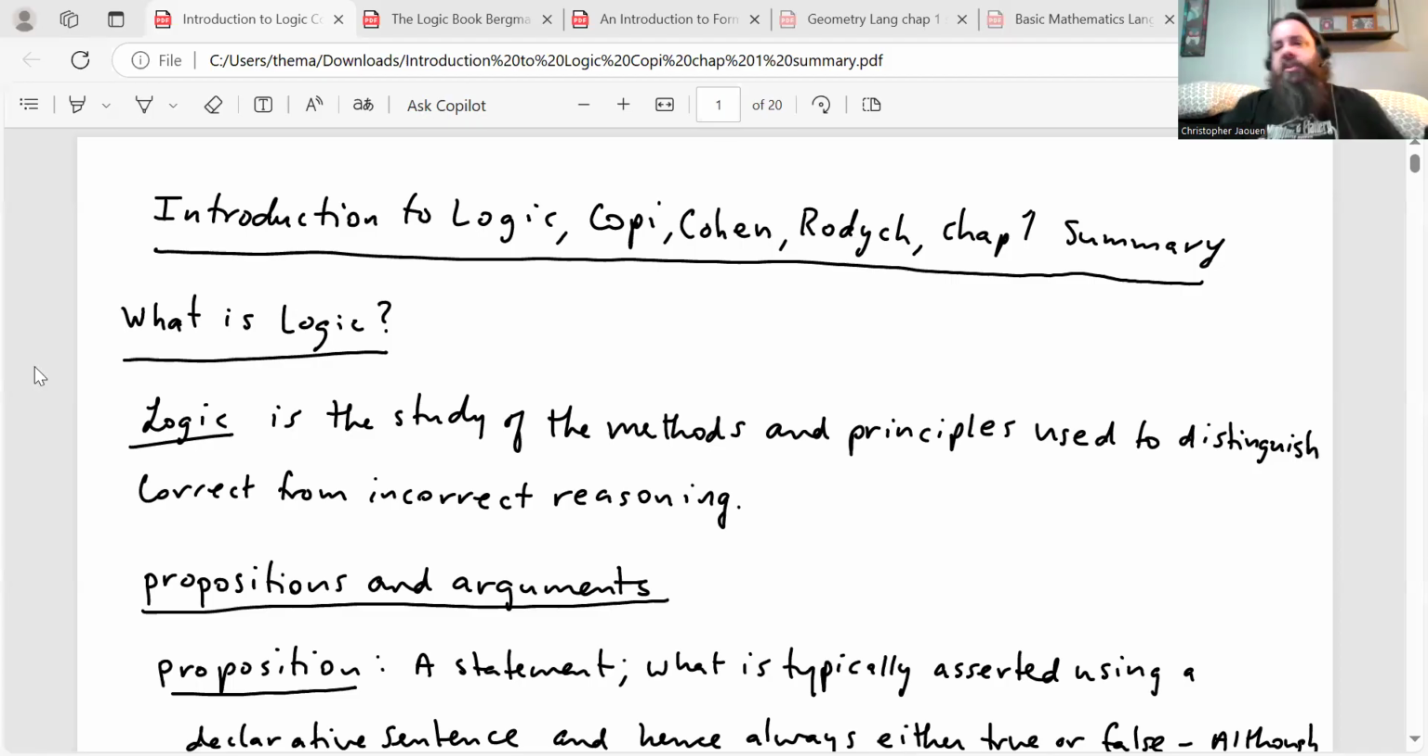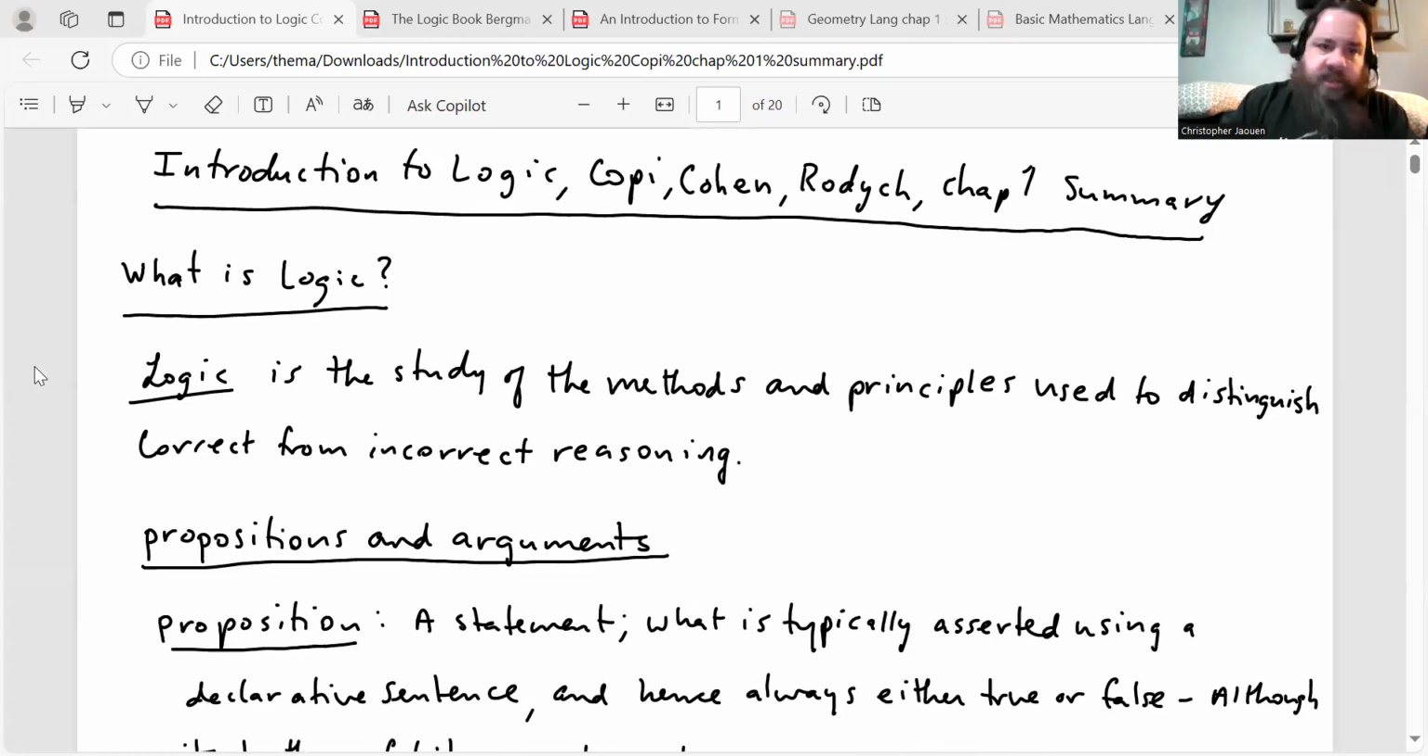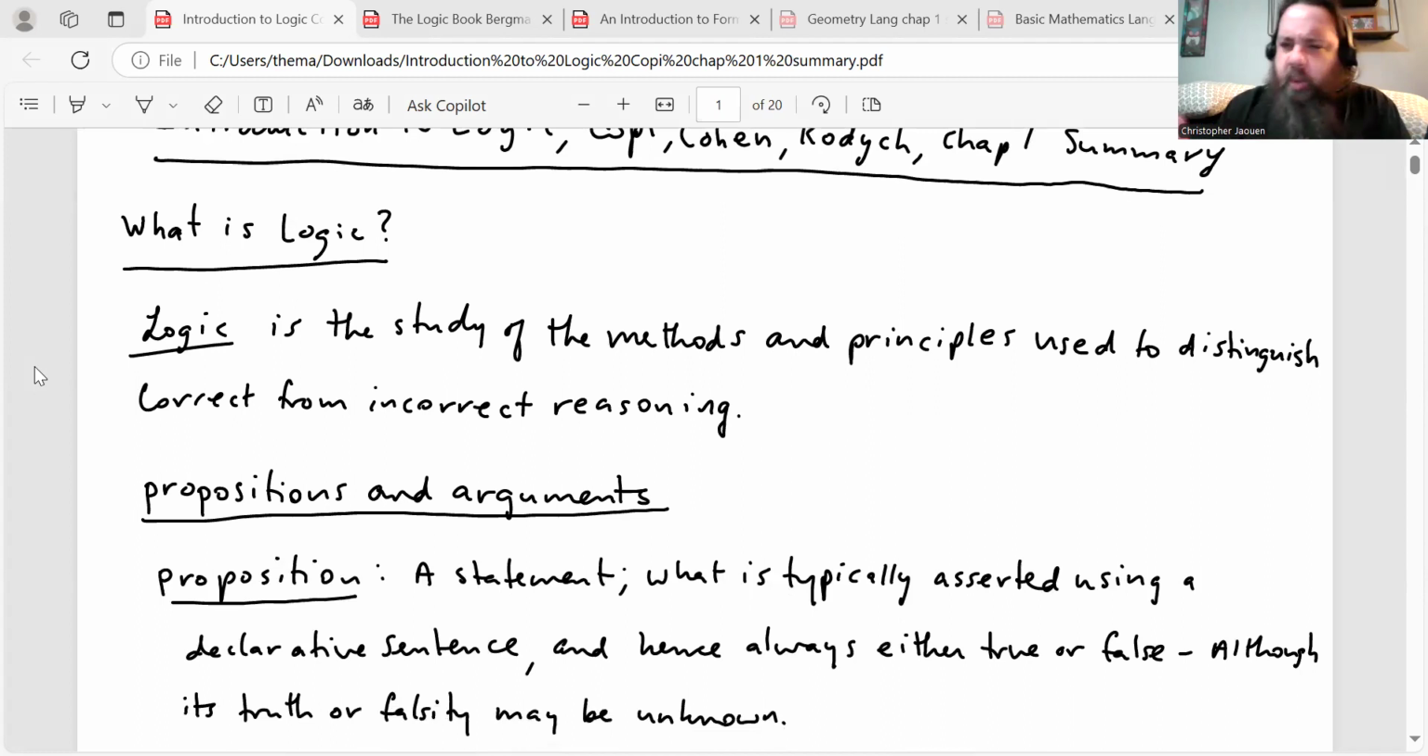Okay, we start just like Smith does with what is logic, and this is Copi's definition. I don't know if it's Copy or Copi. I'll probably end up saying both as the video goes along, so just bear with me. If you could correct me down in the comments, that'd be great, so I know actually how to say it. But anyway, logic is the study of the methods and principles used to distinguish correct from incorrect reasoning. Very similar to Smith's definition, unsurprisingly.